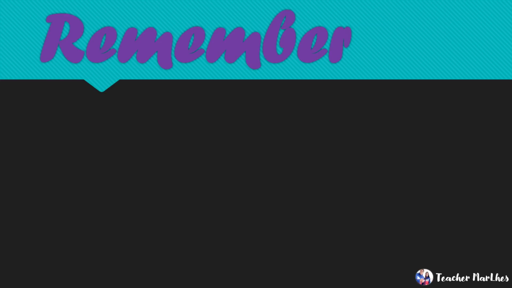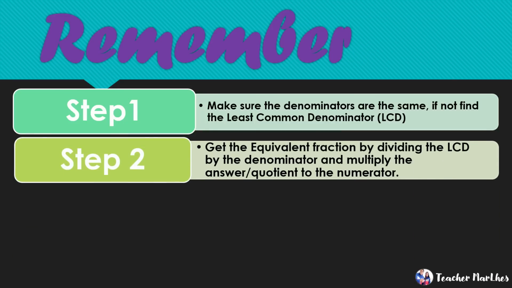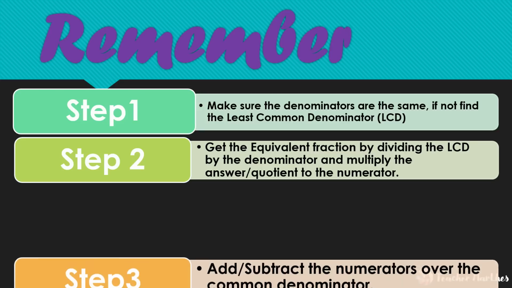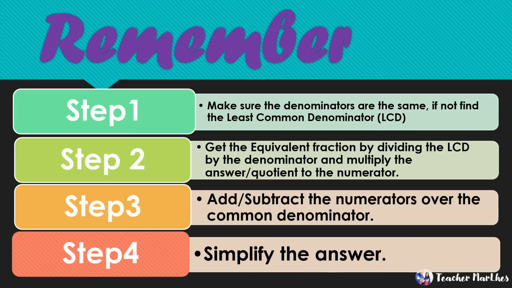In adding and subtracting fractions, let us remember these steps. Step 1 is to make sure the denominators are the same. If not, find the least common denominator. Step 2, get the equivalent fraction by dividing the LCD by the denominator and multiply the quotient to the numerator. Then step 3, add or subtract the numerators over the common denominator. Last step is to always simplify your answer.